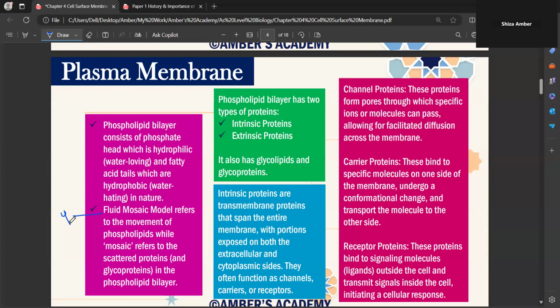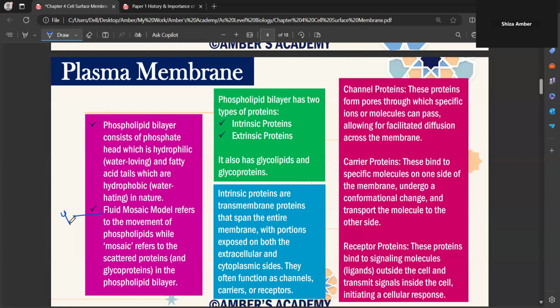It is not static, it is not in a frozen manner. So it is continuously moving due to fluidity. So there are certain factors that are influencing the fluidity, and why is there fluidity in the cell surface membrane. We'll talk about those factors as well. But for now, try to understand that plasma membrane is not static.